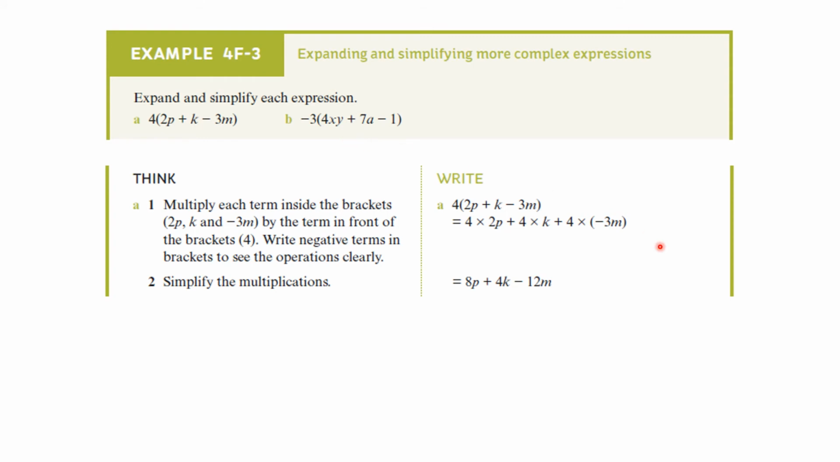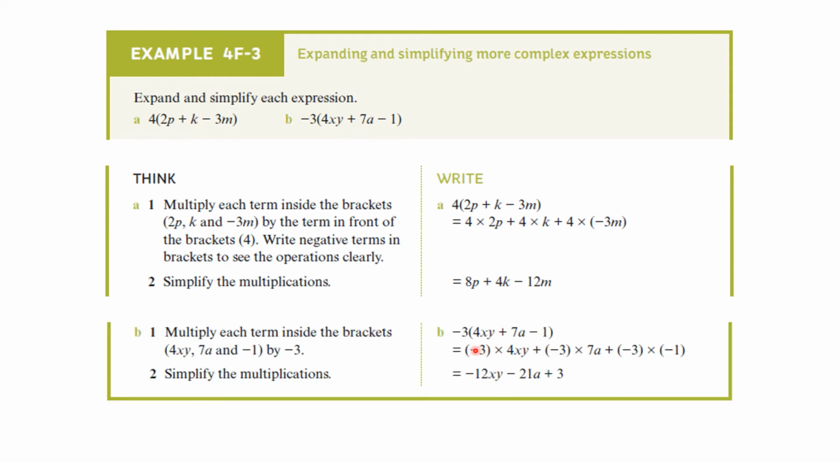Question B. Again, negative 3 times by 4xy plus negative 3 times 7a plus negative 3 times negative 1. Okay, few more negatives now popping up here. But again, just take each third, I'll call it, separately.